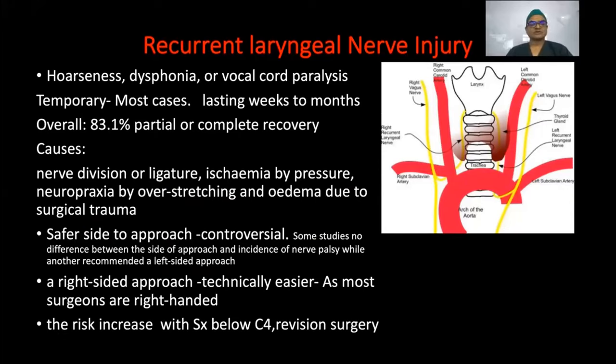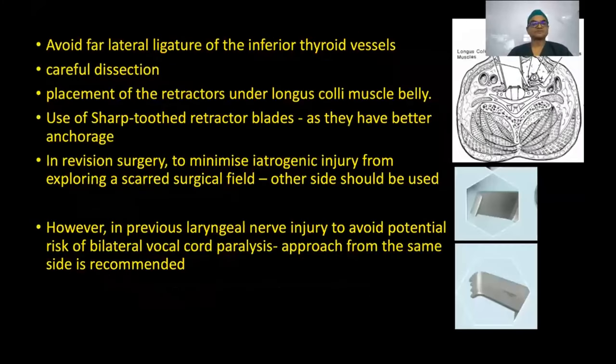There are various causes described in the literature regarding the nerve injury, and among them, retraction or overstretching resulting in neuropraxia is the most important. The safe side to approach is controversial. Some studies show no difference between the side of the approach and the incidence of nerve palsy, while others recommend the left-sided approach. The right-sided approach is technically easier as most surgeons are right-handed. The risk is increased when the surgery is performed below C4 and in case of revision surgery.